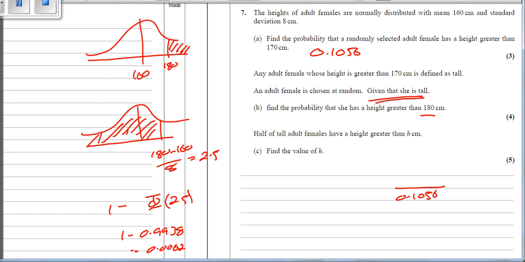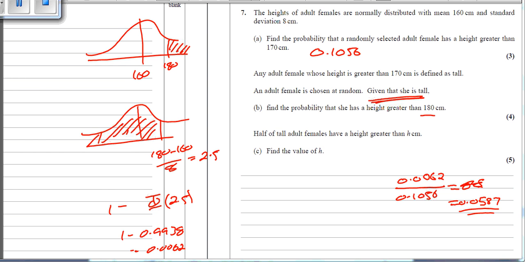which equals 0.0062. Going back to the question, it says given that she is tall, so it's going to be out of 0.1056. So it's 0.0062 out of 0.1056, and that equals 0.0587, to three significant figures.